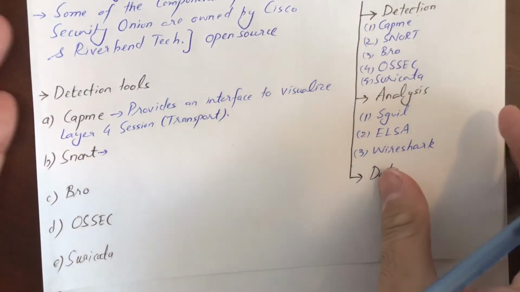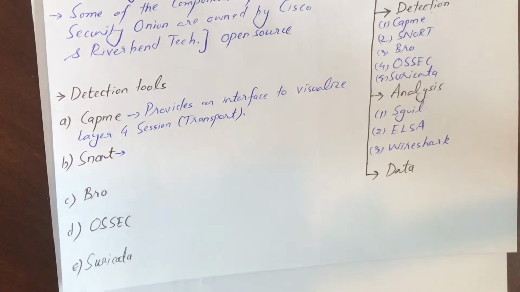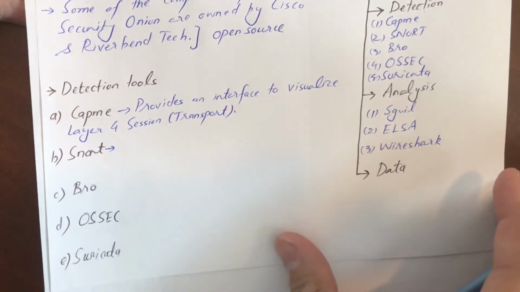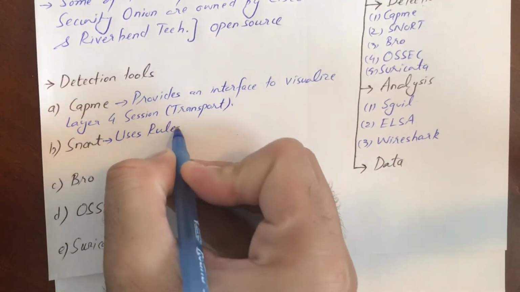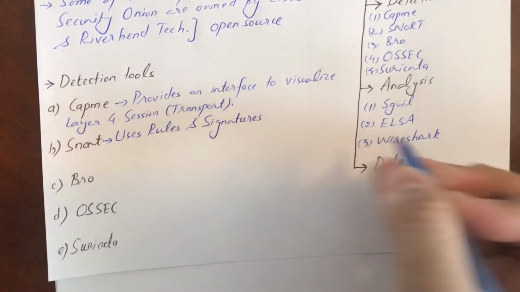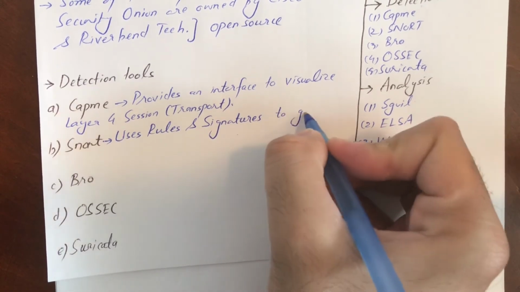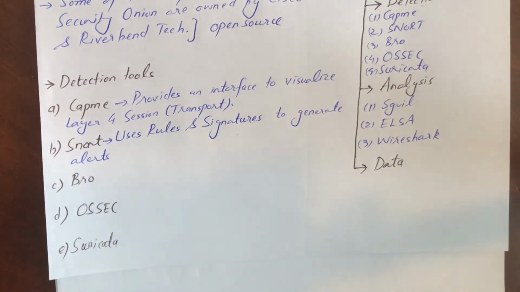I think we already talked about Snort a lot. Snort is basically a host intrusion detection system, and we can also use Snort for network intrusion detection as well. Snort uses rules and signatures to generate alerts. So you can define certain rules, like for example, if you detect any packet like that, then generate an alert and all that.